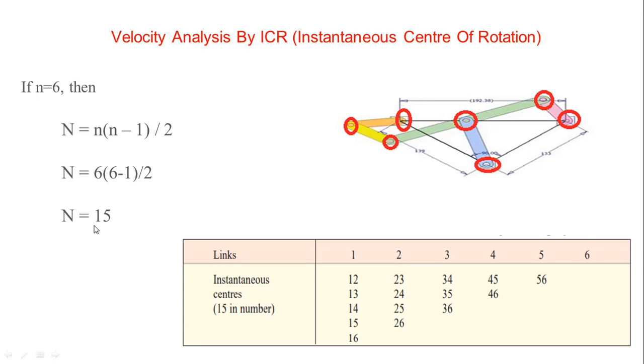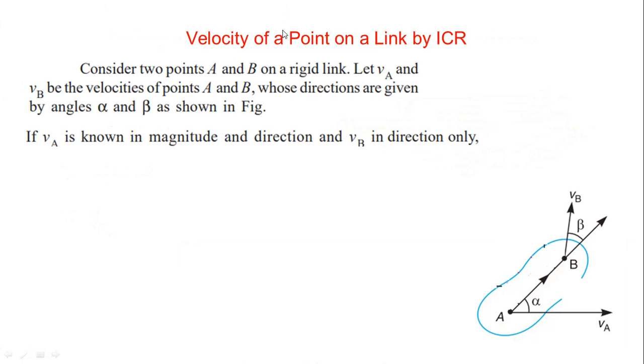Okay, next we will discuss how to find the velocity of a point on a link by the ICR method. Suppose we are given one link, drawn arbitrarily, and on this given rigid link we have considered two points, point A and point B.